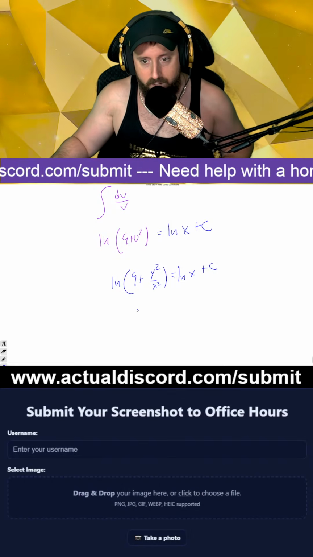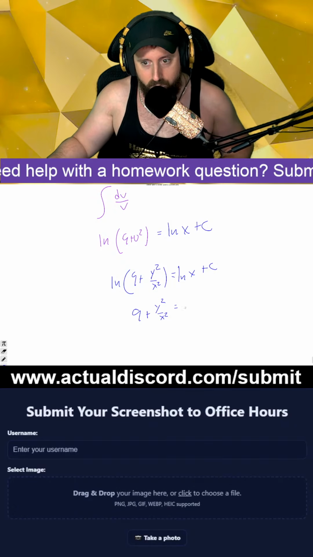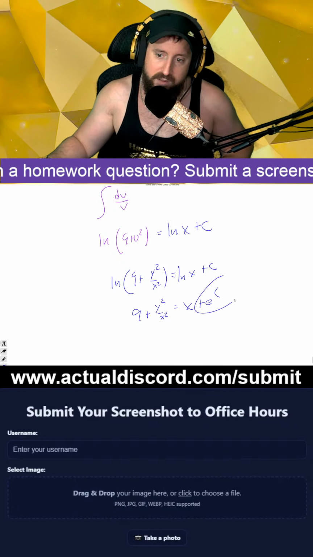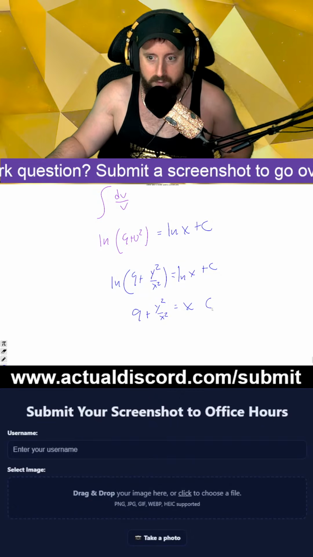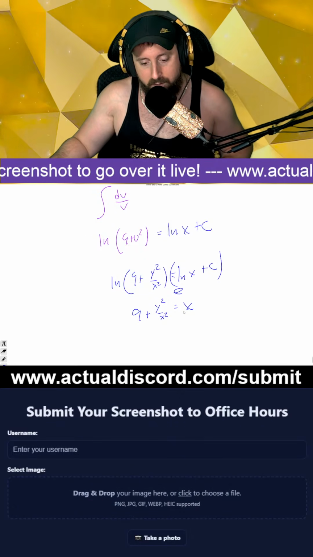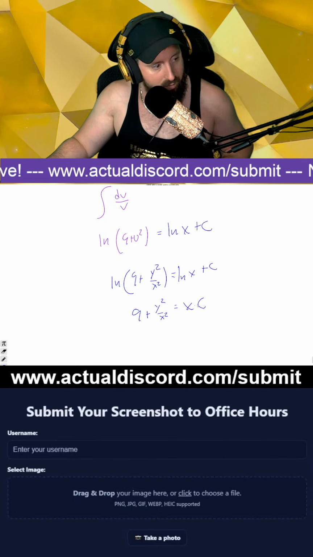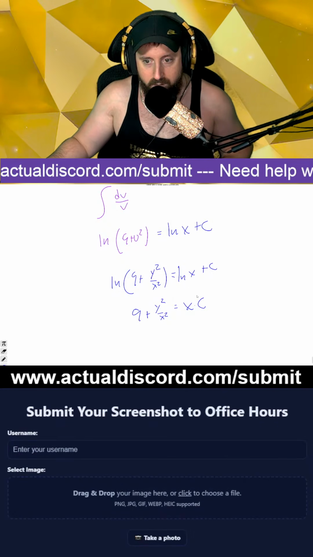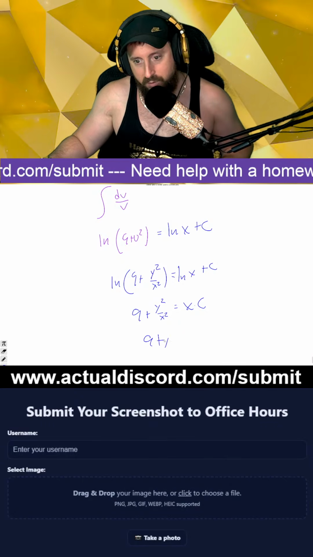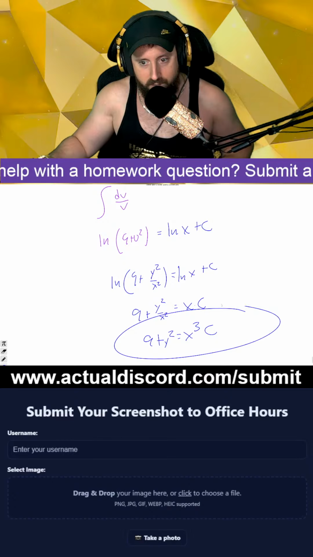Okay, e to the, right? So 9 plus y squared over x squared is equal to x plus e to the c, but e to the c is just another constant. I don't care about that, right? Or no, it's a multiplicative constant. Sorry. I do e to the whole thing. So that's times e to the c. So that's times c. Multiply through: 9 plus y squared is equal to x to the third times c. And I think this is it.